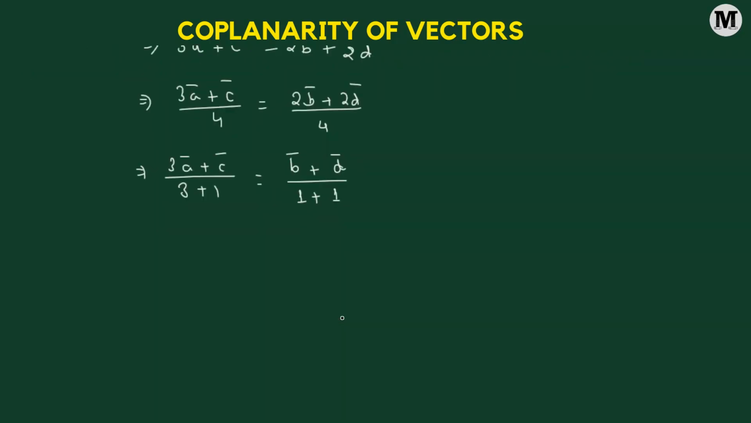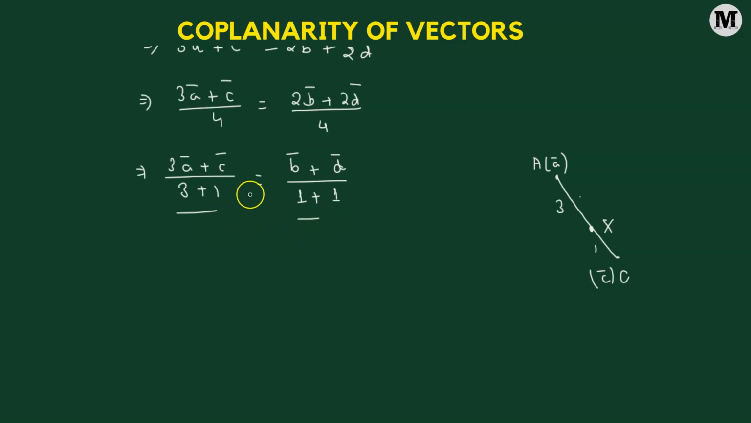Now, let's try to understand this. We'll start with the left hand side of the expression: 3a vector plus c vector divided by 3 plus 1. Let's say we have the point A and then we have the point C. A has the position vector a vector and C has the position vector c vector. We have already defined this. Let's join points A and C with a straight line. Now, if we consider some point, let's call it the point X, and X divides AC in the ratio 3:1, then the position vector of this point X, according to the internal section formula, will be 3a vector plus c vector over 3 plus 1. Okay, so the first part is done.